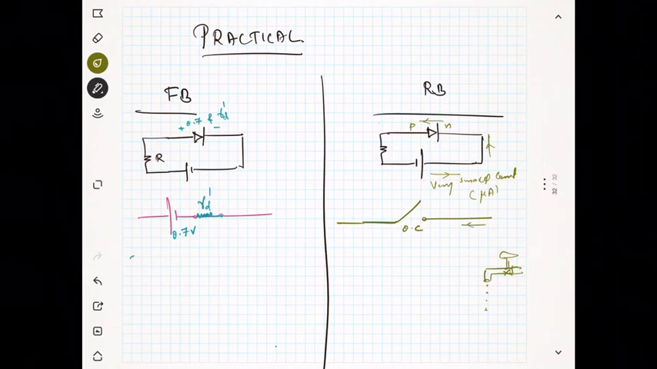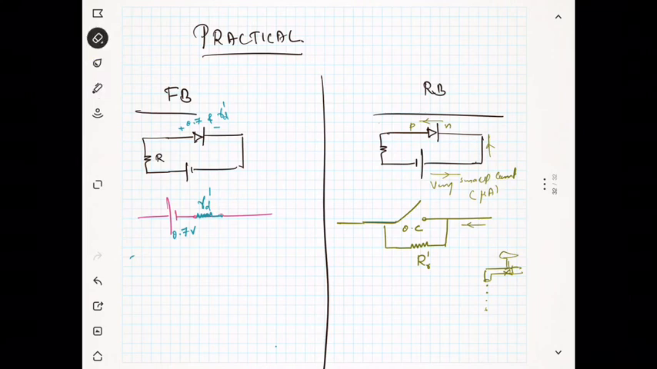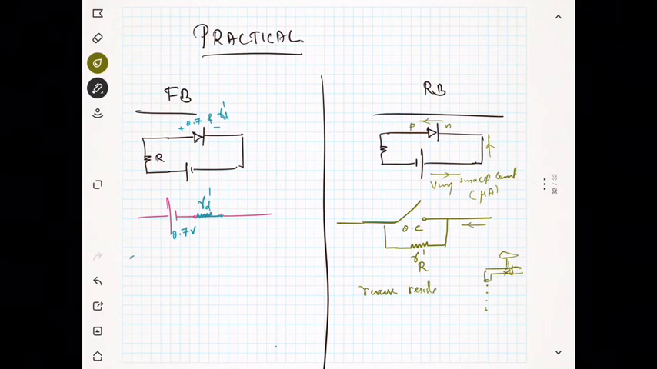You can see it is open circuit. So I have to show the path for the leakage current using some resistance. This resistance is usually denoted by R R dash. It is a reverse resistance, and I told you that the current is very small, so this will be in the order of mega ohms.